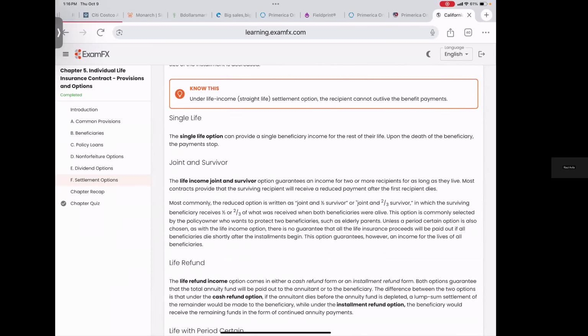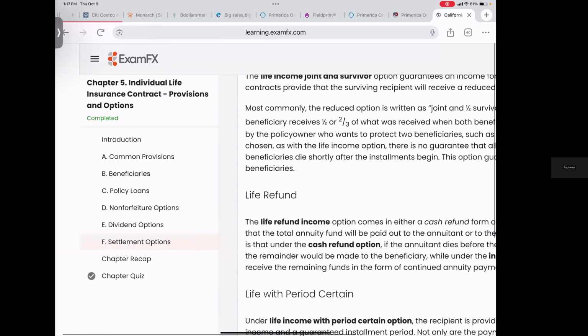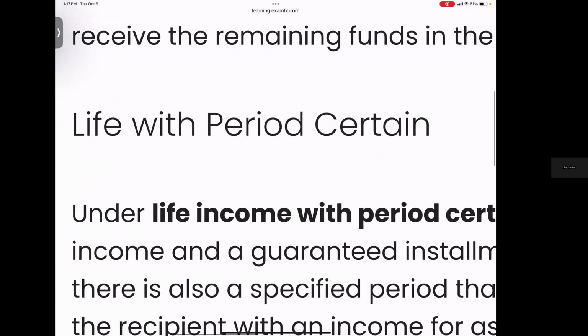Another settlement option, life refund. Life refund income option comes either in cash refund or installments refund form. So it's either just cash out, or cash out in monthly payments. All right. Life with period certain. It pays income, but it guarantees income for sure for a certain period of time, like 20 years, for example.